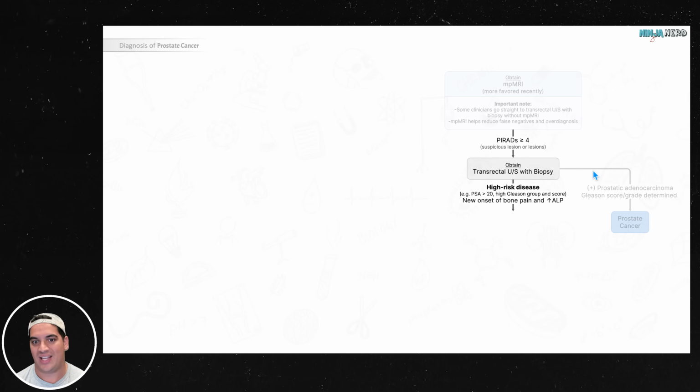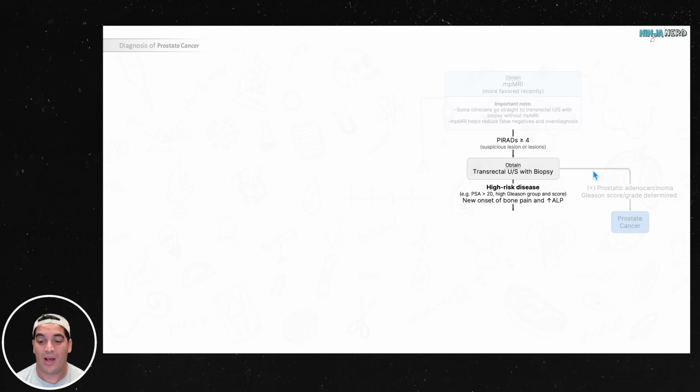We should consider scanning for other areas where this could have spread to. Another one is the Gleason score. Whenever that Gleason score and Gleason grade is greater than or equal to 8, we definitely are a little bit more concerned. They're more of a high risk disease. They're more of a high risk prostate cancer. And that would warrant, I would say, making sure that it hasn't spread somewhere else like the bones.